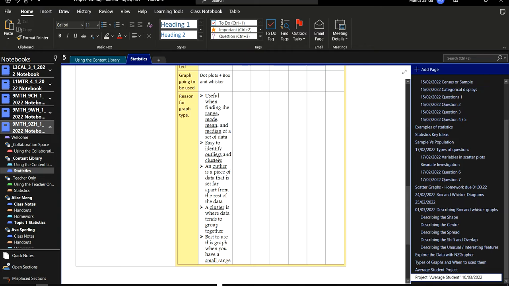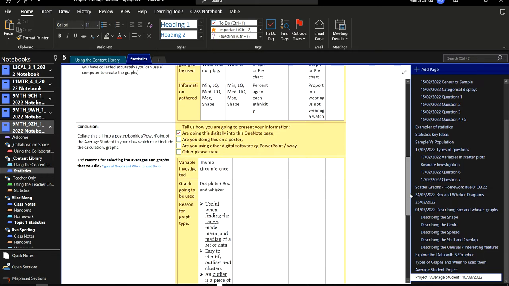Easy to identify outliers and clusters. An outlier is a piece of data that is set far apart from the rest of the data. A cluster is where data tends to group together. Best to use this graph when you have a small range. Okay? So all of that is already there. You just need to know where to look for it. Yeah? The same thing you do.